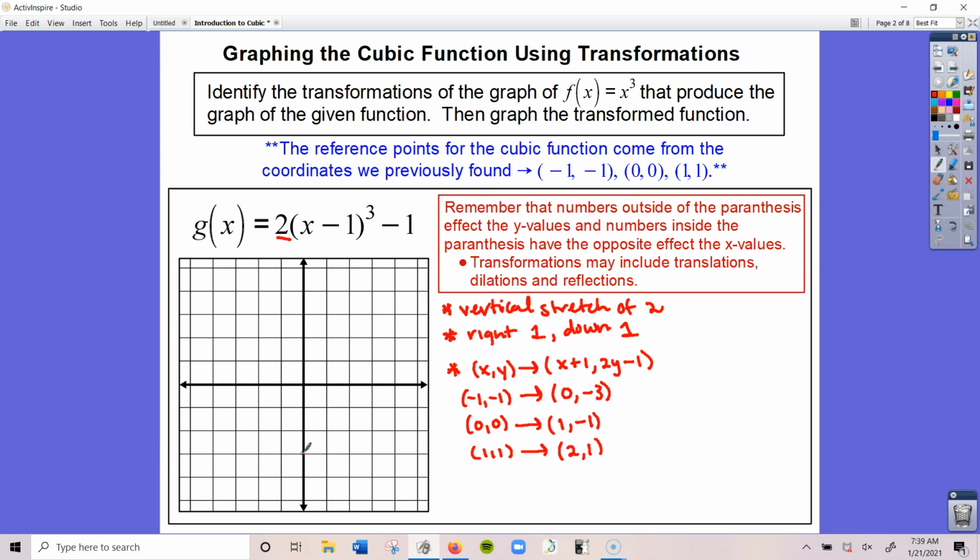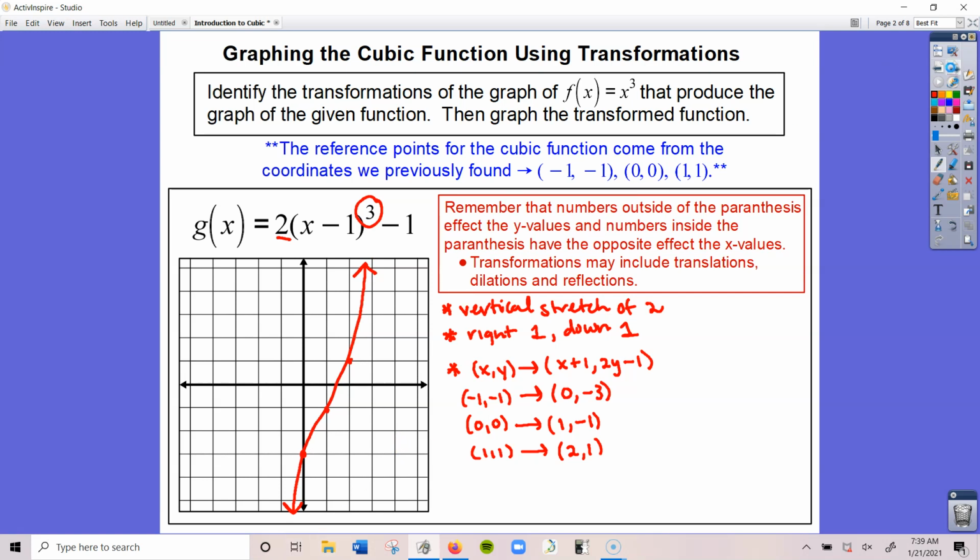So we have (0, -3), (1, -1), and (2, 1). When you put your 3 points on the graph, it looks like a line. But remember that this is the cubic function. So that means that our graph has to have that curve. So we would graph it like this. You curve it, and then you curve it back down. And that's my cubic graph there.